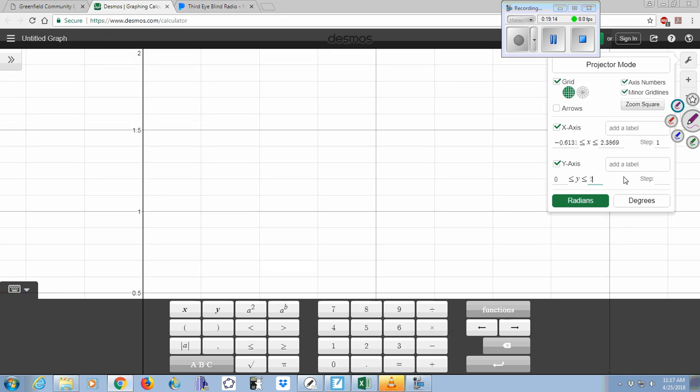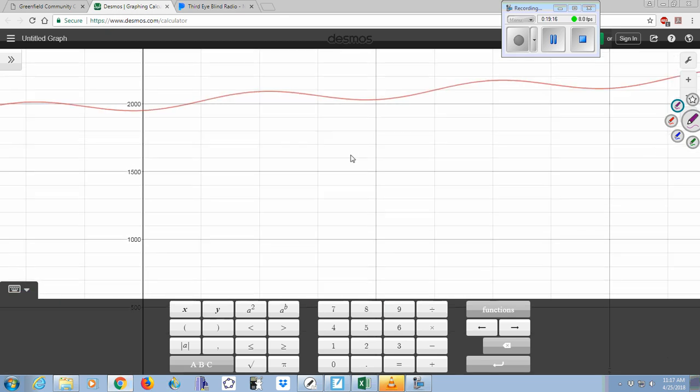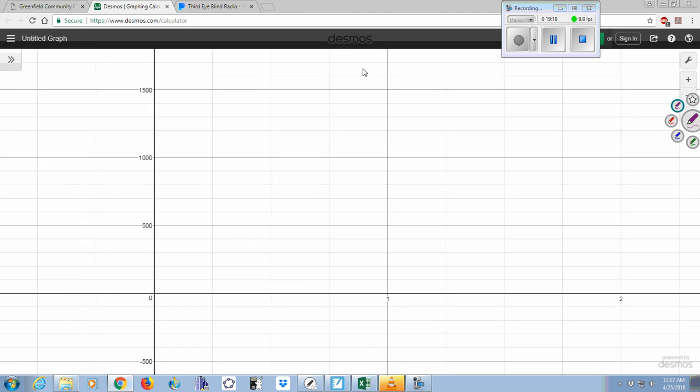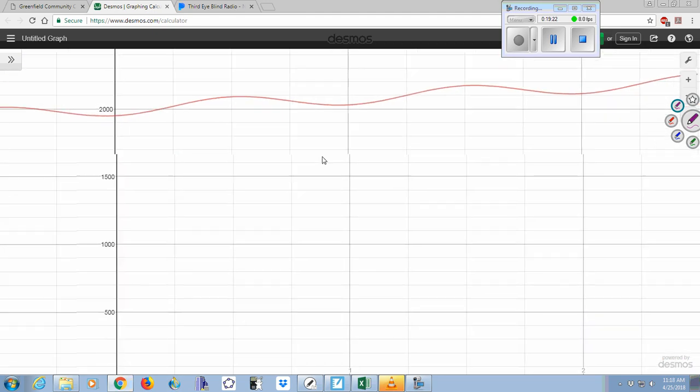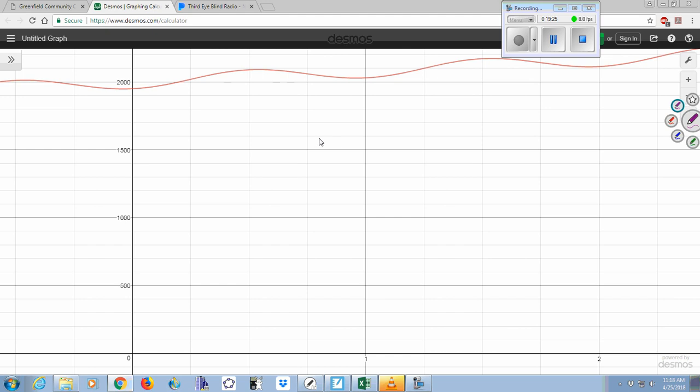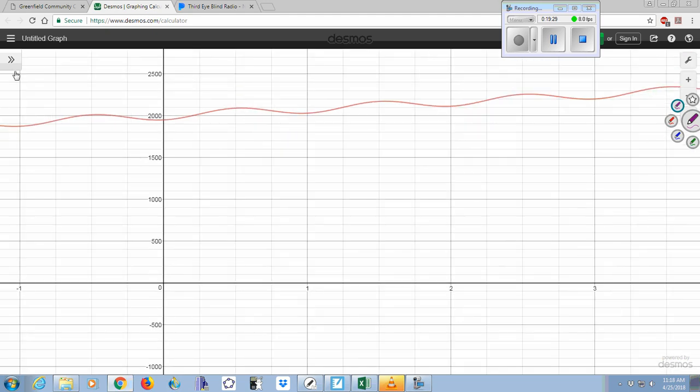Maybe I'll have to go to GeoGebra. Yeah, it looks a little bit better. You can see. Let's put in the midline so we can see what's happening here.